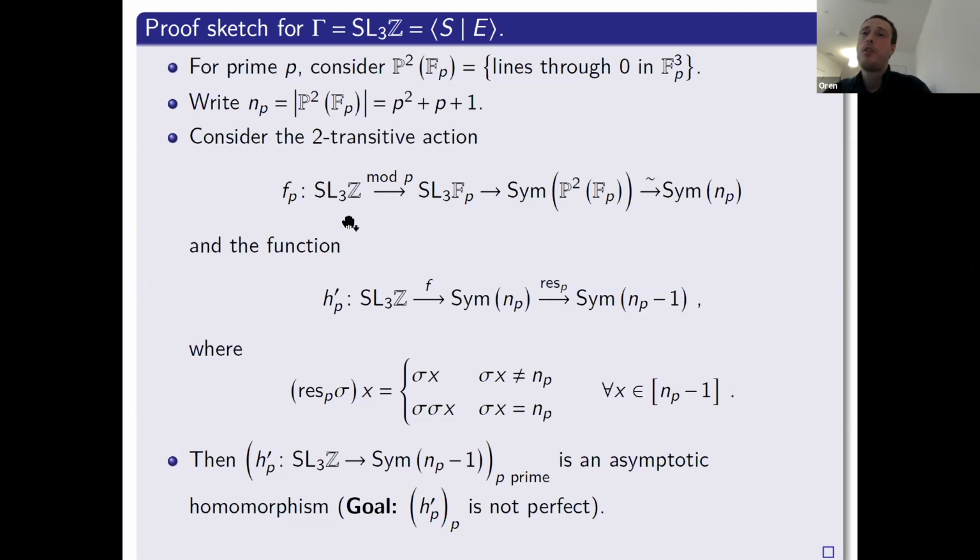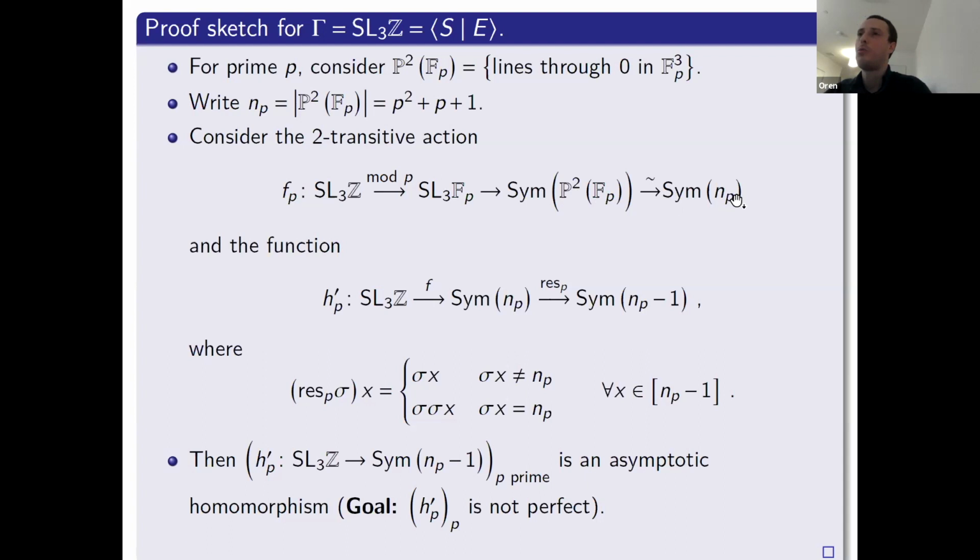And formally, I am defining a homomorphism FP from SL3Z to the symmetric group on the projective plane by taking a matrix, reducing mod P. Now it's a matrix over FP, and this matrix can act on lines. And I don't really care what the underlying set is, so I'm just fixing some bijection between the projective plane and the numbers 1 to NP, and I just think of FP as an action of SL3Z on the numbers 1 to NP. That's it.